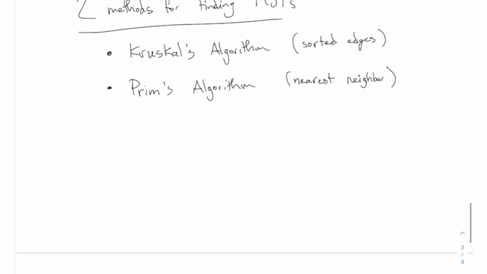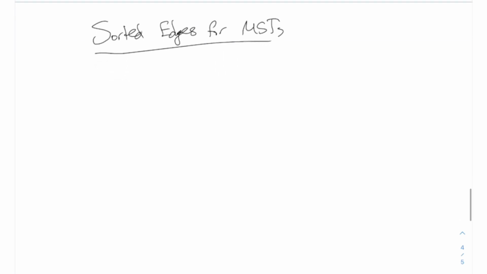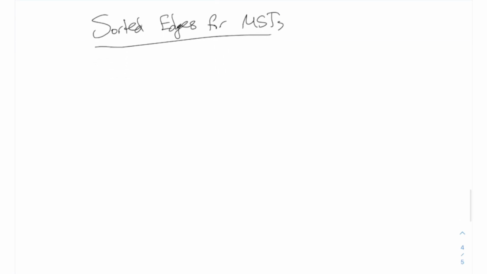So let's just talk about Kruskal today. I'm going to refer to this as sorted edges for minimum spanning trees. All right? This is more commonly known as Kruskal's algorithm, but just so that we can all keep it straight, I have a hard time remembering which is which. I'm going to call this one the sorted edges procedure for the minimum spanning tree.